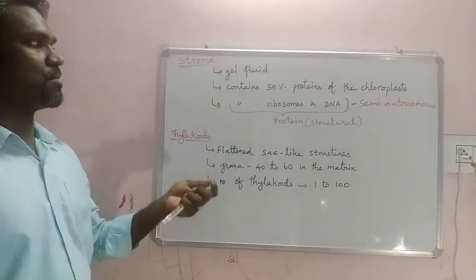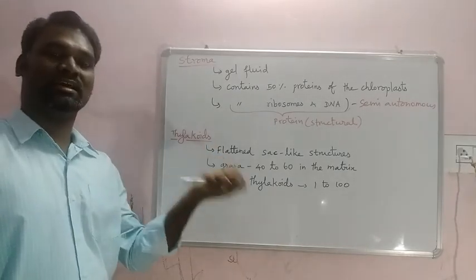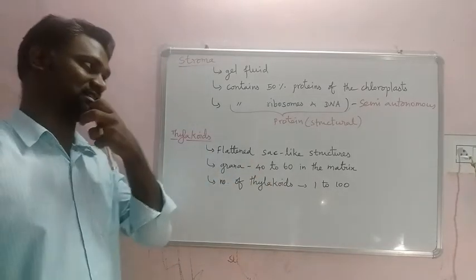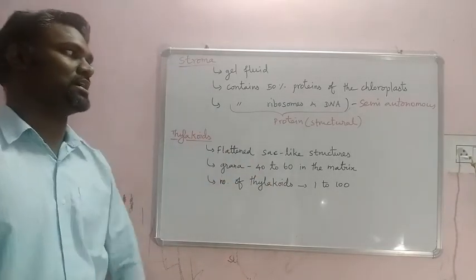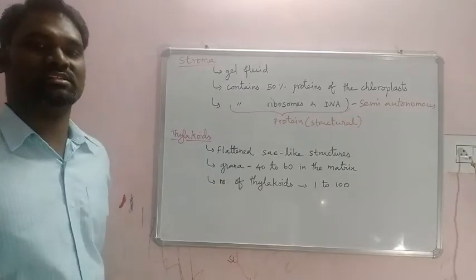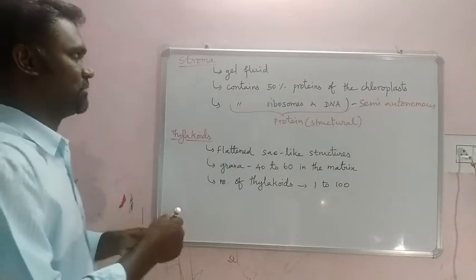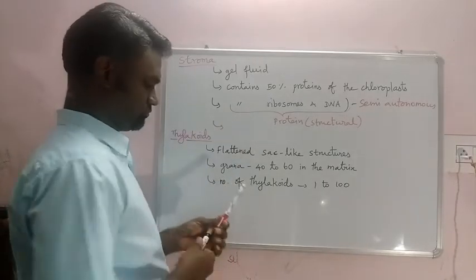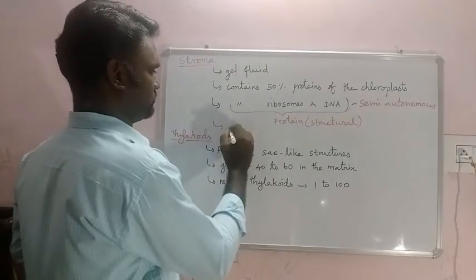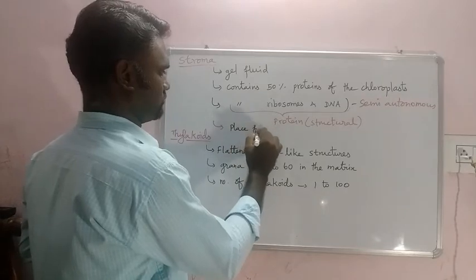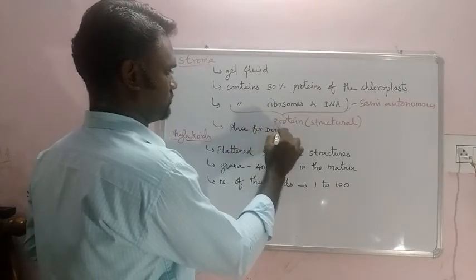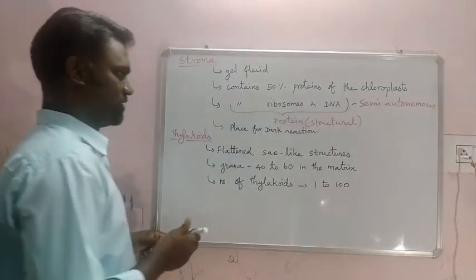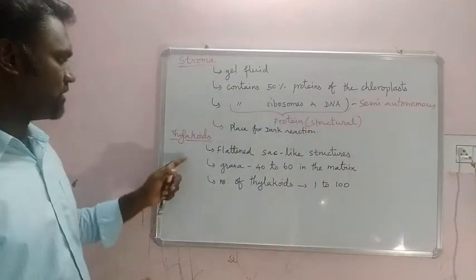And this stroma is the place for the dark reaction, which we will study in future in the photosynthesis step. So once the light reaction gets over, the dark reaction will be held at this place only. That we will also study later. So I am coming to the next one.